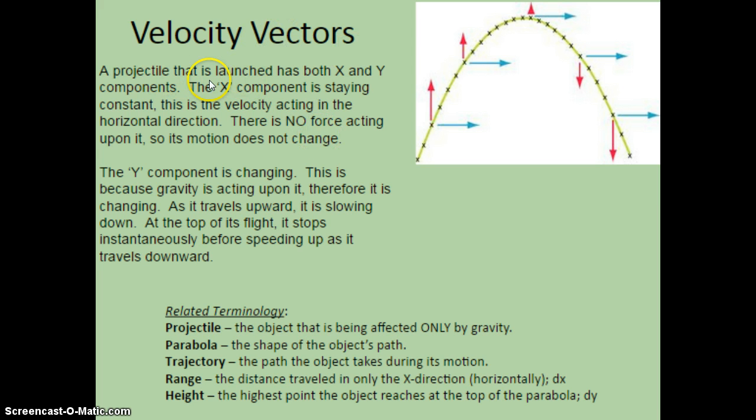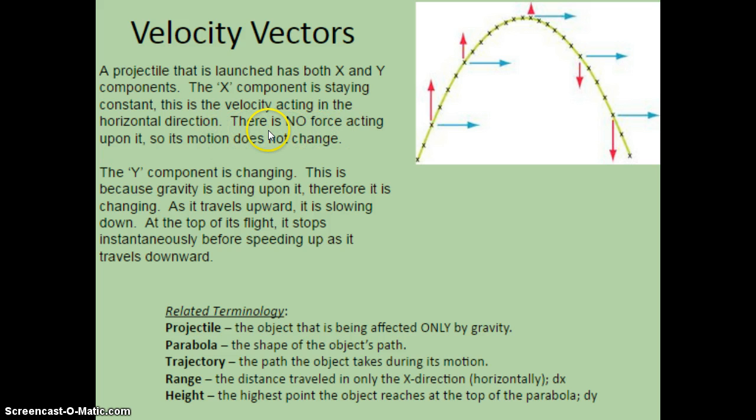Velocity vectors. A projectile that is launched has both x and y components. The x component is staying constant. If you look at the picture, the blue horizontal velocity vectors are constant. They're equal in magnitude and in size. There's nothing changing about them. This is the velocity acting in the horizontal direction. There is no force acting upon it, so its motion does not change.